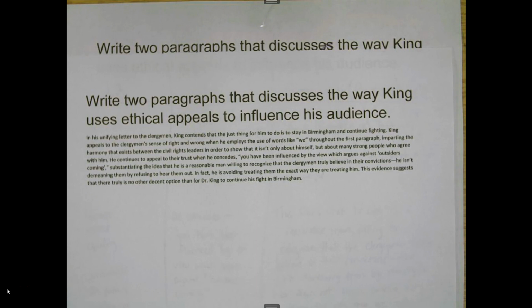He continues to appeal to their trust when he concedes, "You have been influenced by the view which argues against outsiders coming," substantiating the idea that he is a reasonable man willing to recognize that the clergymen truly believe in their convictions. He isn't demeaning them by refusing to hear them out. In fact, he is avoiding treating them the exact way they are treating him. This evidence suggests that there truly is no other decent option than for Dr. King to continue his fight in Birmingham.